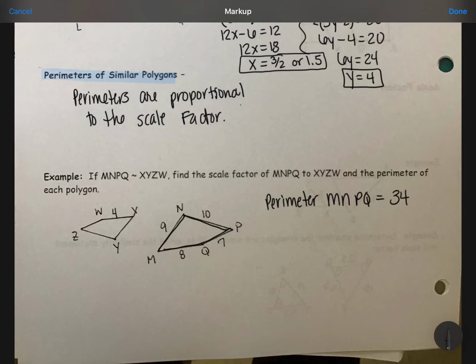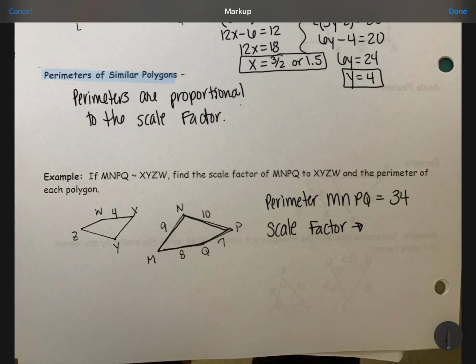Next, I can use the scale factor to help me determine what the perimeter is of the smaller shape without finding all of its sides. I could definitely set up a ratio and a proportion and solve it to figure out each of the side lengths, but that's too much work. So we're going to cheat a little bit, and we're going to use the scale factor.